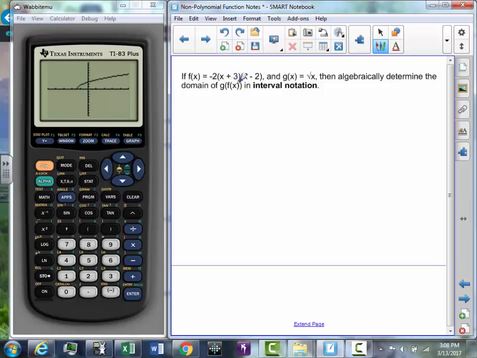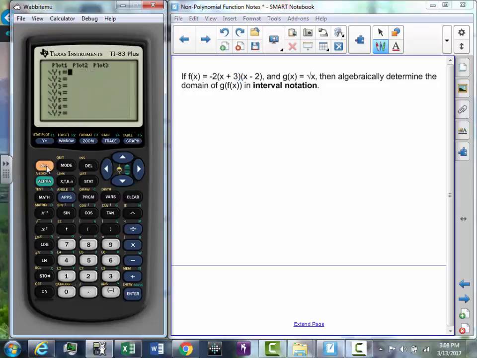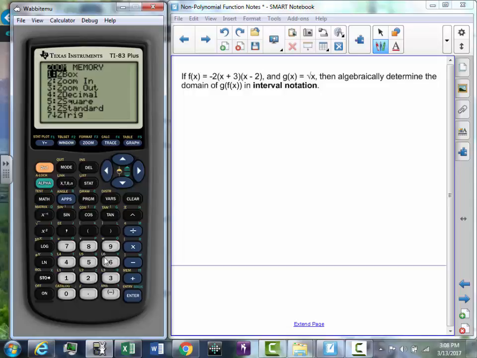You can actually type this in your graphing calculator, so what the heck, why not? Let's type it in since that is possible. We want to square root negative 2 x plus 3 x minus 2. And then let's just get a typical graph of it.